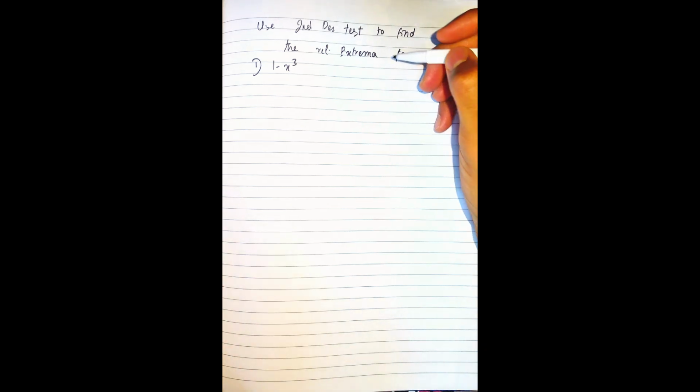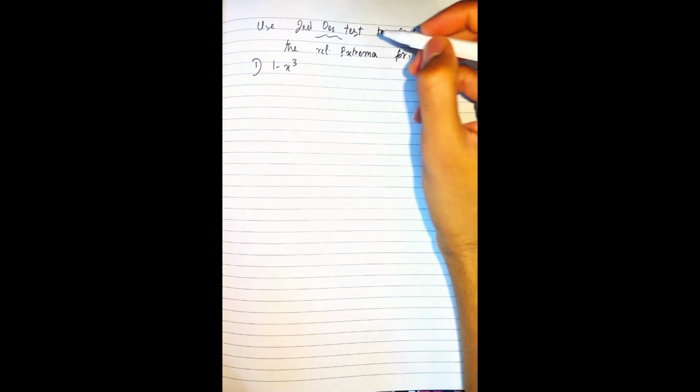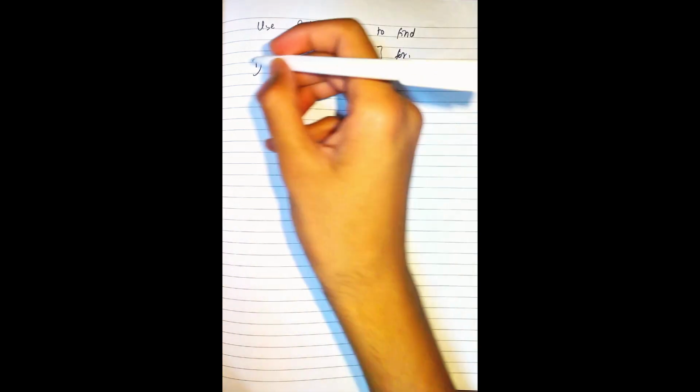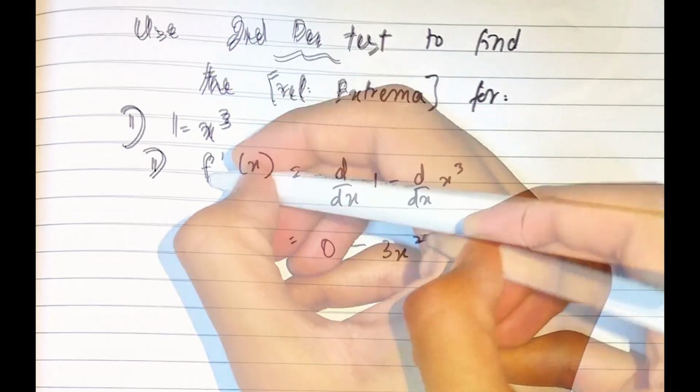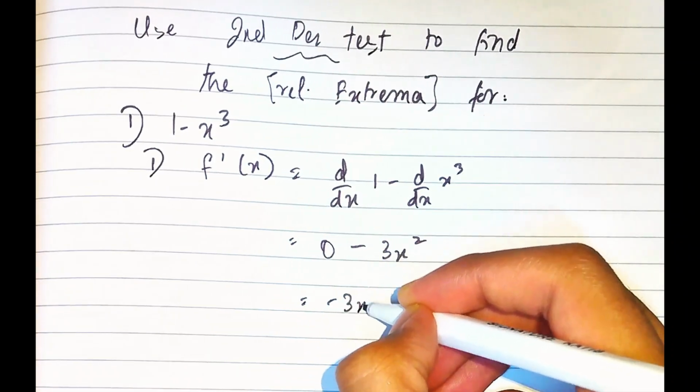Okay, so guys, in this video, we are going to solve some examples related to the second derivative test in which we have to determine the relative extrema. So the first function is 1 minus x cube. Let's take the first derivative as a first step of the second derivative test. So the first derivative is negative 3x squared.